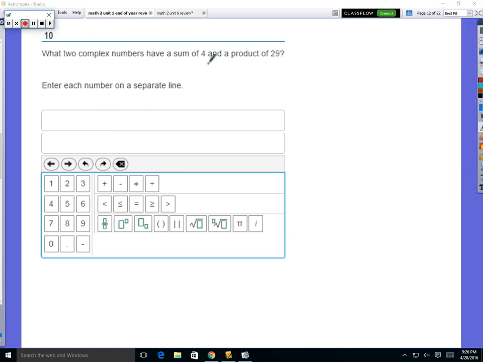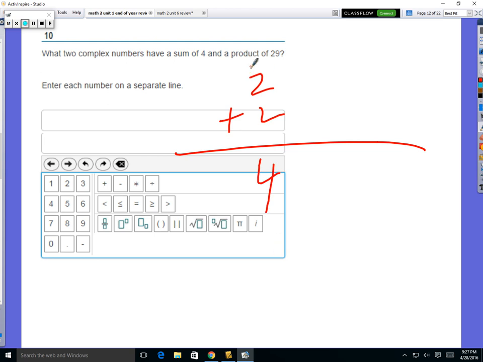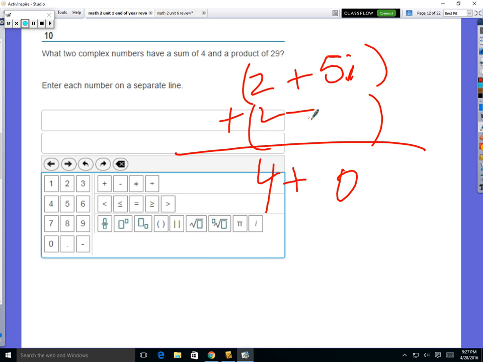Okay, two complex numbers have to add and give you 4, and they have to multiply and give you 29. So they're going to be conjugates. They've got to add and give you 4, so we're going to go 2 plus 2, and that's going to be our 4. The conjugate is the same thing except one is a plus, one is a minus. And the imaginaries, that's how they add and create 0 imaginaries. So it is 5 imaginaries and a negative 5 imaginaries.